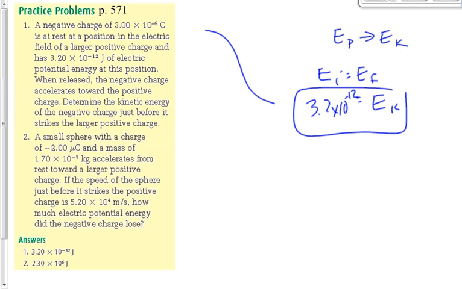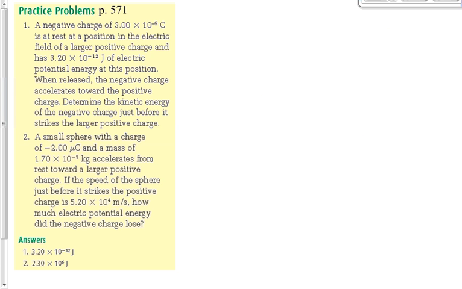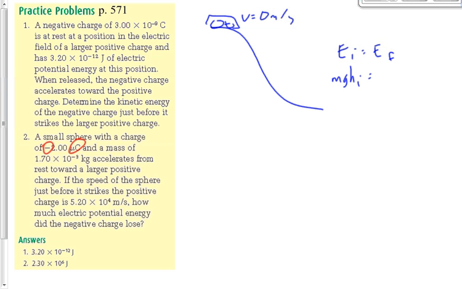Number 2. A small sphere with a charge of negative 2 microcoulombs. I'm going to circle that, actually, and I'm going to circle that microcoulombs as well, just in case it's relevant. It accelerates from rest toward a larger positive charge. It accelerates. It speeds up. Car's going down the hill. But the car started off at rest. So what do we got here? We've got initial energy that's potential. No kinetic at the beginning here.